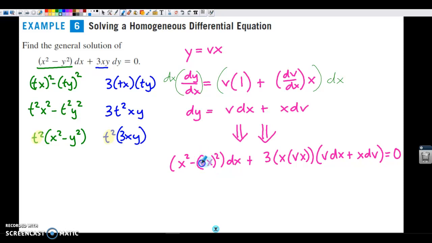And now you can see that everywhere I saw a y, I plugged in vx, and when I saw the dy over here, I plugged in this guy. So what you see down here is the original equation with the substitution made. Now I'm going to do some more algebra, and you'll see the solution in just a moment.